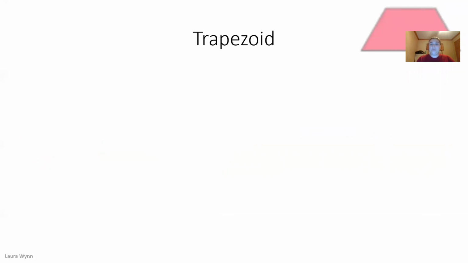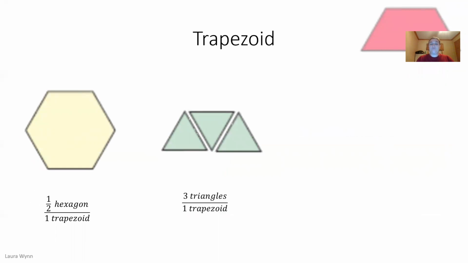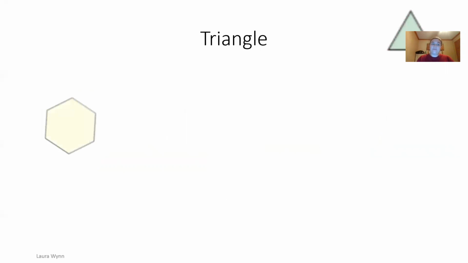All right, we're going to try a trapezoid. Now for a trapezoid, a half of a hexagon is equal to 1 trapezoid. For the triangles, we have 1, 2, 3 triangles equals 1 trapezoid. Let's see how many rhombi. We have 1, there's 2, but for 1 trapezoid, it's 3 halves of a rhombi, or 1 and 1/2, if you're doing mixed numbers.